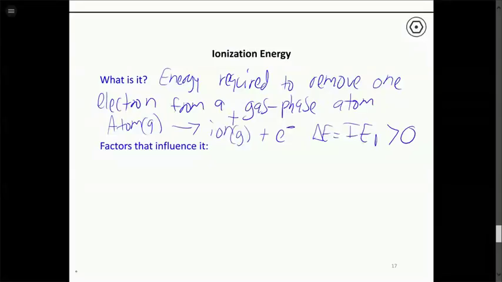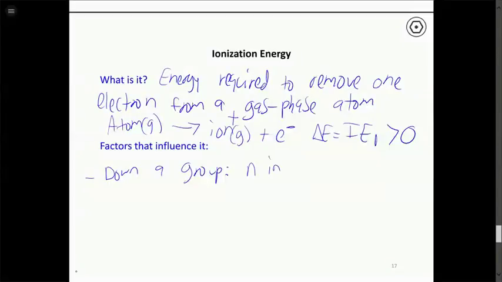And these are always positive numbers. So it always takes energy to break the attraction of the electron to the nucleus. So no matter what element you're talking about, it's a positive number for ionization energy. And there are then two factors that influence it. And again, we think about going down a group and across a period. And it's really closely related to the atomic radius arguments that we just saw.